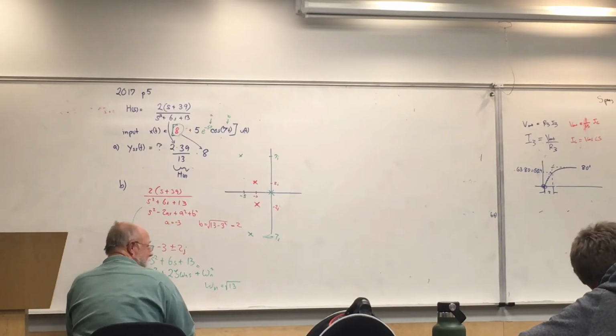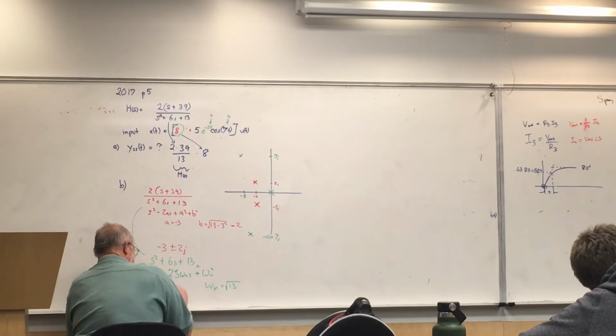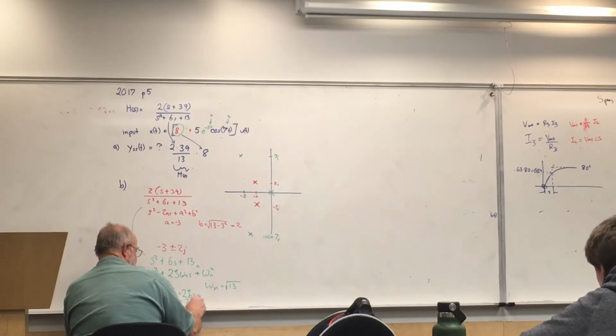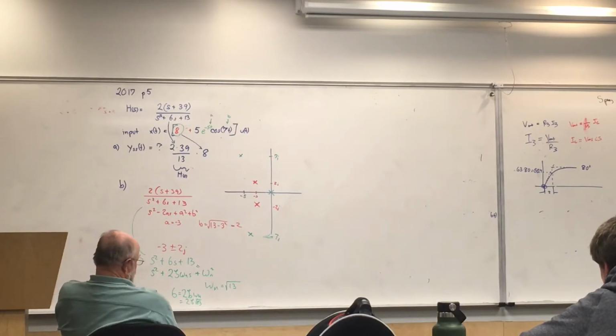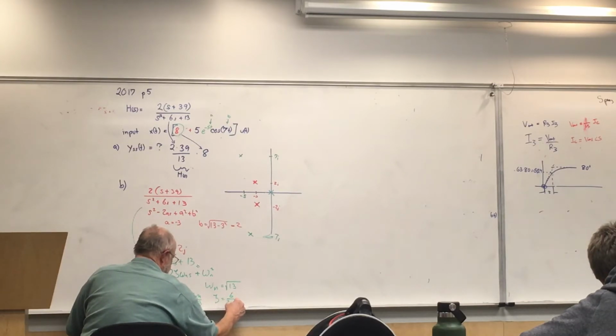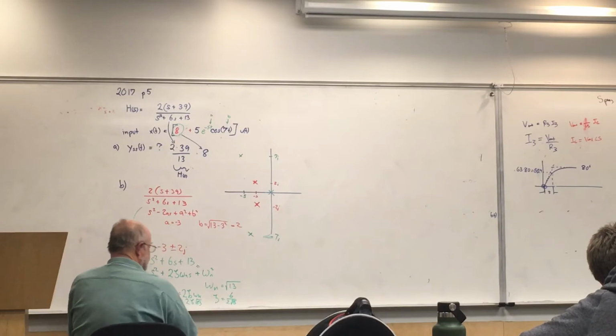What's zeta? Pay attention. 6 is equal to what? So, can I solve for zeta? Yes. Zeta equals, let's see, 6 divided by 2 times the square root of 13.